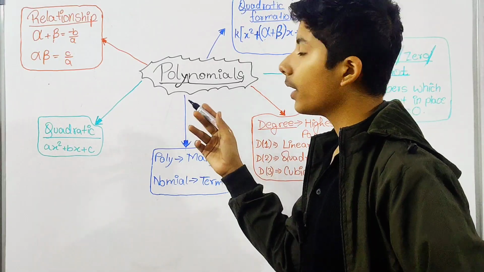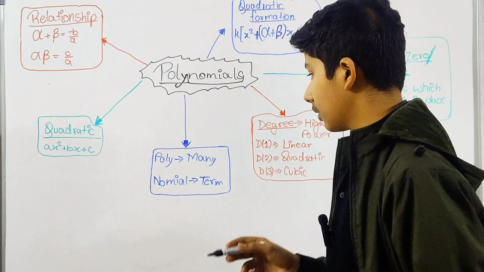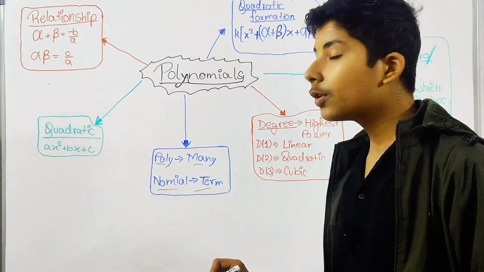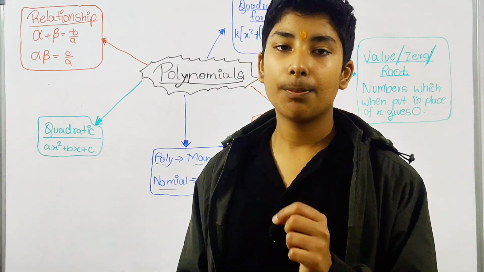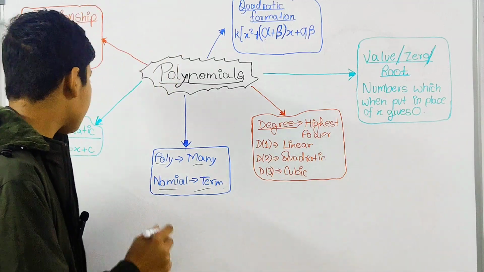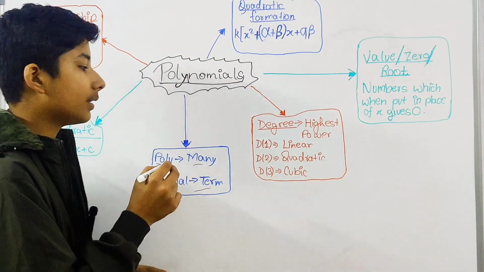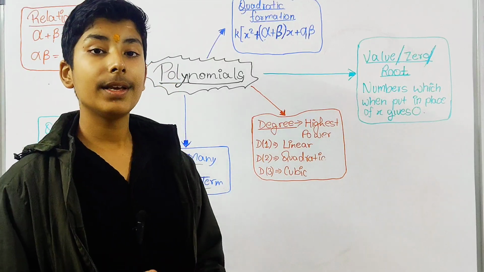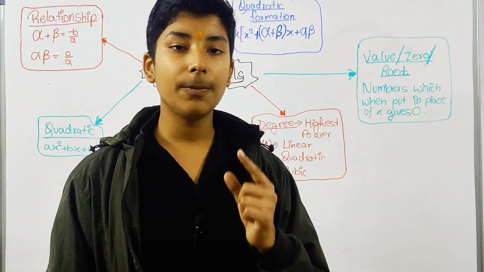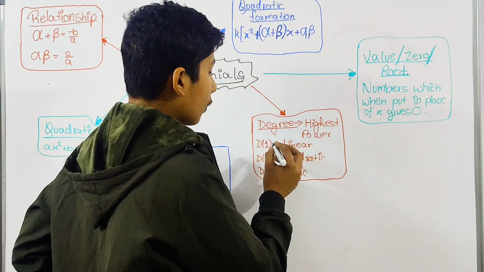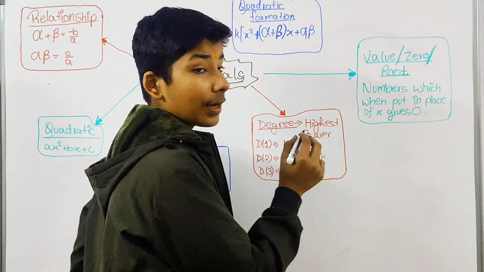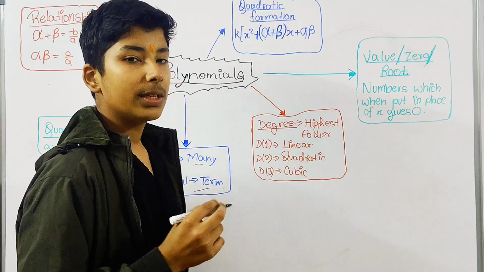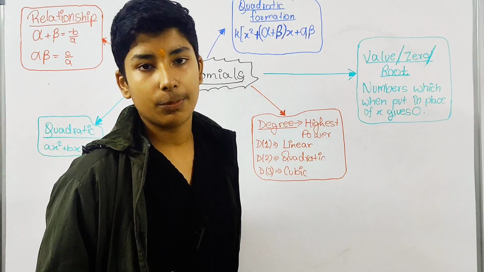So firstly, how was this polynomial word derived? In this, poly means many and nomial means terms. So polynomials will mean many terms. Now, what are the types of polynomials? So firstly, we will have to understand degree. Degree is the highest power of any polynomial. So, according to degree, there are four types of polynomials. But here, three have been written because only these three are important. Fourth one is not important.